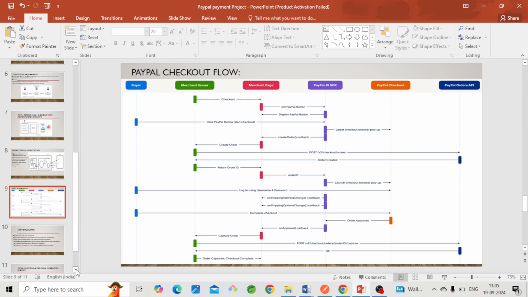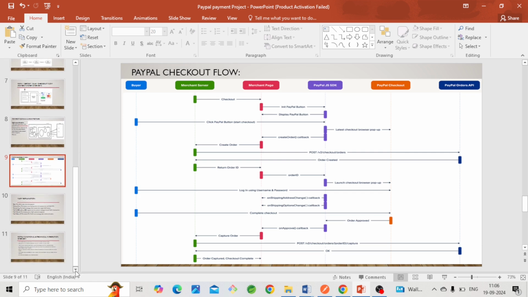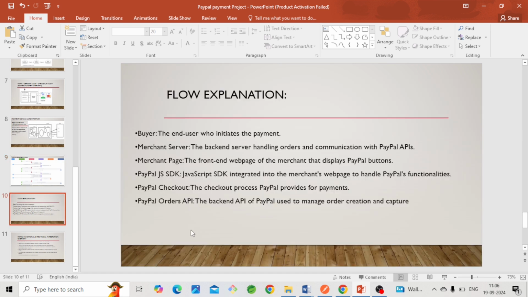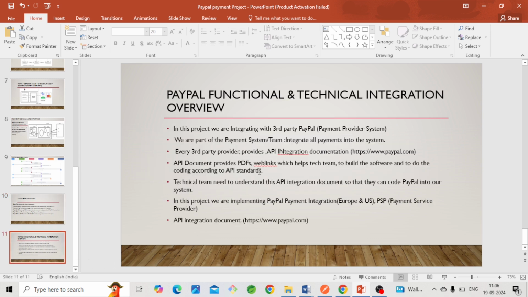Now, the next point we will discuss is the PayPal documentation in order to process this checkout flow. We will discuss the entire documentation given by PayPal, and we will see it one by one. Now, the flow explanation as we discussed: the PayPal functional and technical integration overview. We will now discuss the technical integration.